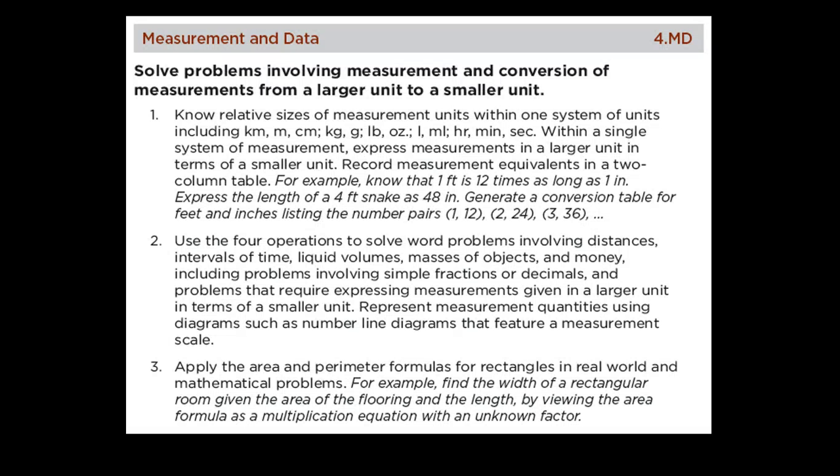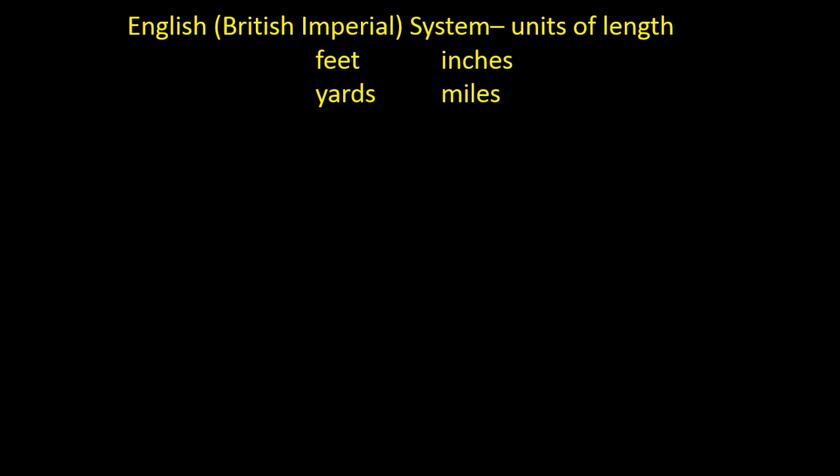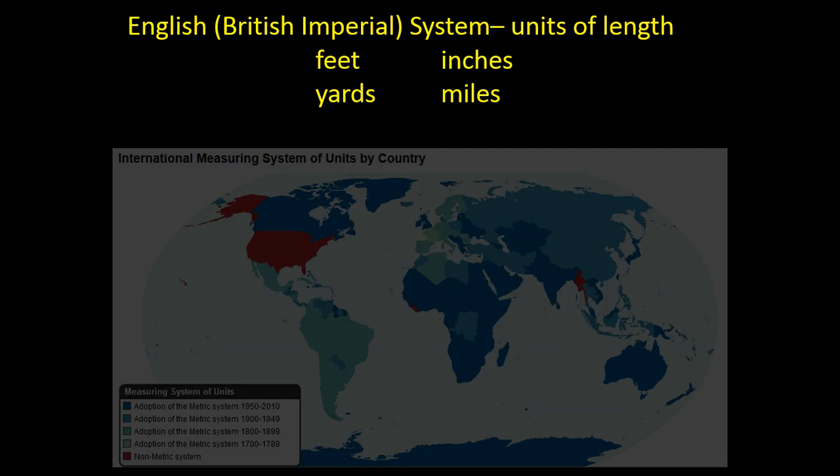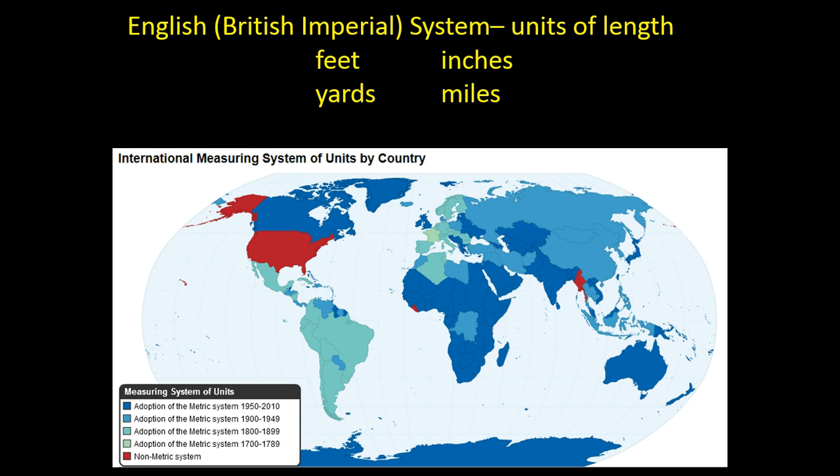By fourth grade, students are expected to be able to measure in both the English unit of measurement and metric units of measurement. English units of measurement are the ones that we all grew up with. That's feet and inches and yards and miles. There are lots of other units of measurement in the English system, but we're concentrating right now on just units of length. You may be wondering, who uses English units of measurement?